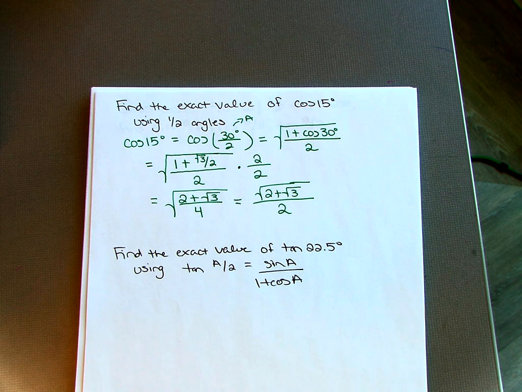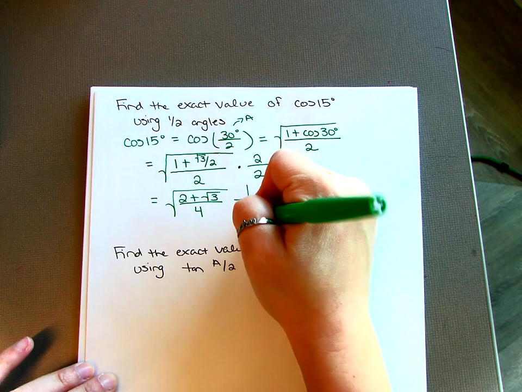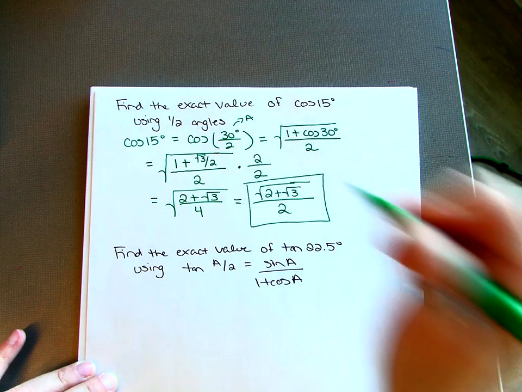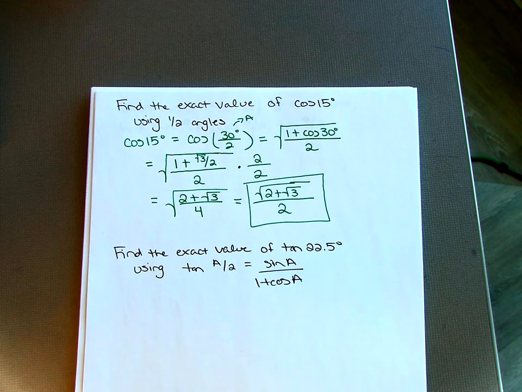And so this is the exact value of cosine of 15 degrees, which is kind of gross. But luckily, we don't have to memorize that stuff. We just have to be able to get there. Questions on how we did that?